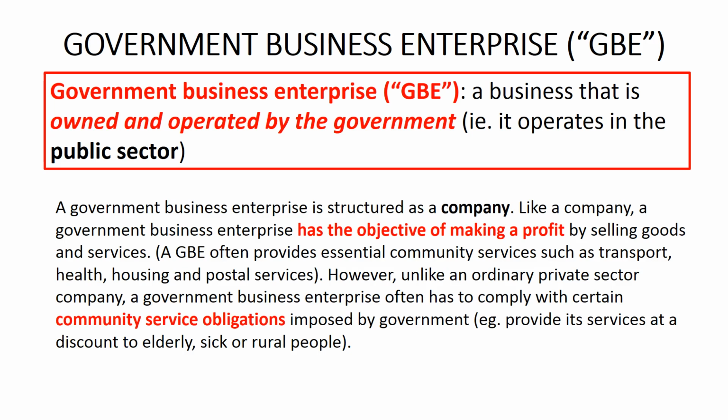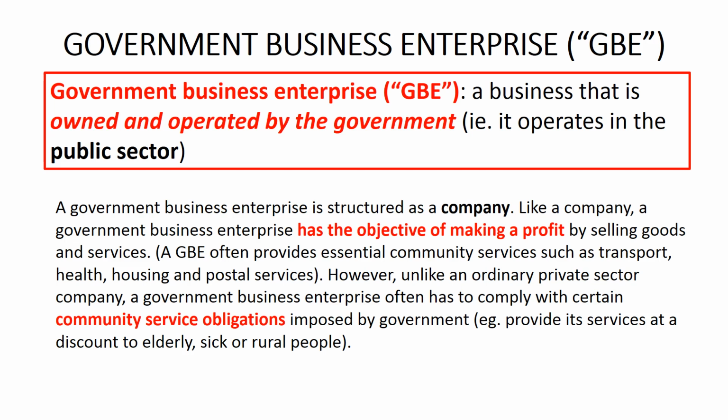That is, it has shareholders, usually government ministers, and a board of directors, which is appointed by the government. Like any other company, a government business enterprise has the objective of making a profit by selling goods and services. Indeed, a government business enterprise often provides essential community services such as transport, health, housing, and postal services. Just think of Australia Post, which is the government business enterprise owned by the Commonwealth Government that is responsible for delivering our mail.